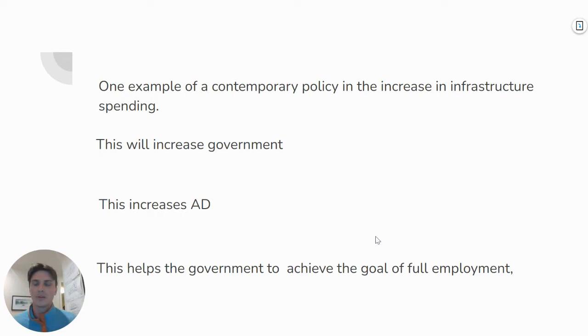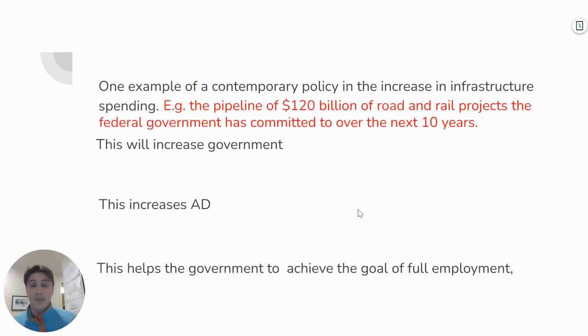Okay, I hope you did pause. Now I'm going to show you what I would do. So, what can we tell the examiner about infrastructure spending? Well, there's a pipeline of $120 billion worth of road and rail projects. You could even get one in there. You could even talk about the Bruce Highway or the Melbourne to Brisbane Inland Rail project or the Metro Tunnel if you really want to stand out. But they've committed to $120 billion worth of projects over the next 10 years.